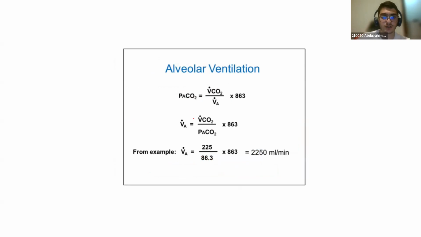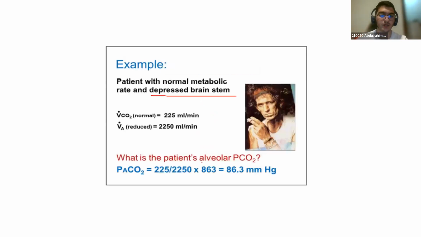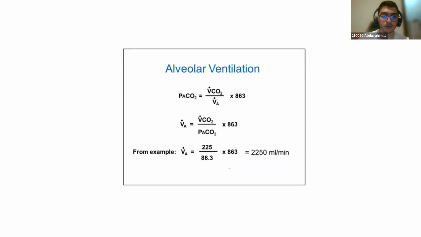So alveolar ventilation, the same equation. And here, they have considered that VA is unknown, and they've solved the equation for VA. Did you understand what happened here? In the previous equation, the PCO2 was unknown. However, we solved it and found 86.3. Now they want to find VA. What did they do? They just rearranged. They multiplied both sides by VA and divided them by PaCO2. And then they divided 225 over 86.3 times 863.